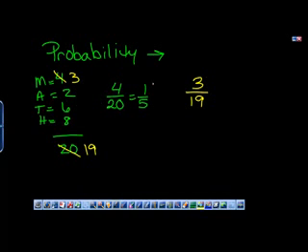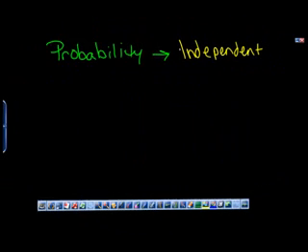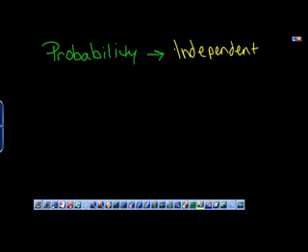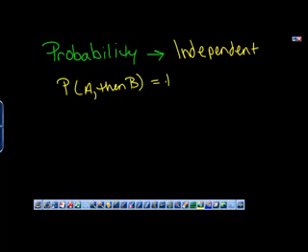Let's take a look at some examples, starting with independent events. When we're trying to figure out the probability of an independent event, we're going to take the probability of A, which we'll call the first event, followed by the probability of B, which will be our second event. Since the two are independent, we can take the probability of the first event and multiply it by the probability of the second event to get the overall probability.